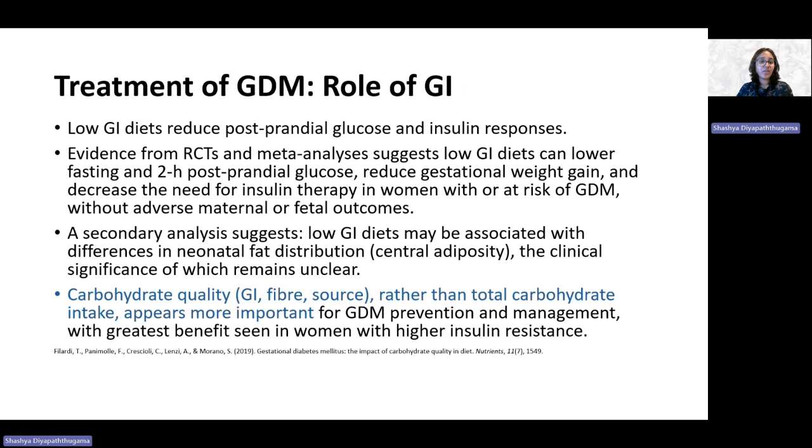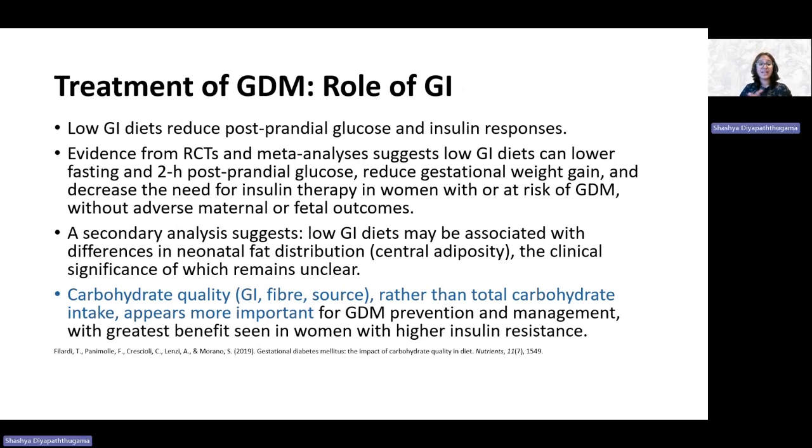Then talking about the role of glycemic index in the treatment of GDM. It is recommended to have low GI diets because that could reduce the postprandial glucose and insulin responses. And evidence from randomized controlled trials and meta-analyses suggest that low GI diets can lower the blood glucose levels, reduce the gestational weight gain, and decrease the need for insulin therapy in women with or at risk of GDM without adverse maternal fetal outcomes.